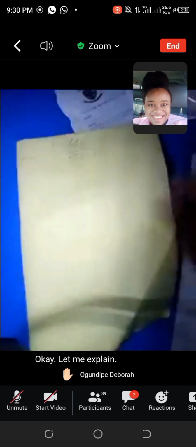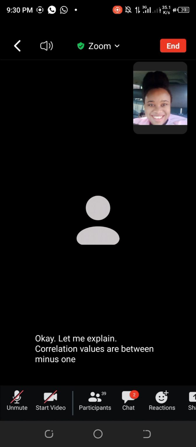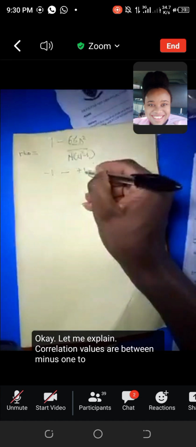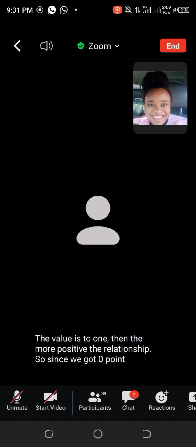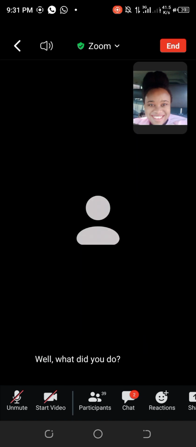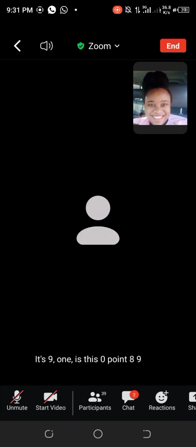Okay, let me explain. Correlation values are between -1 and +1. So the closer the value is to 1, that's +1, then the more positive the relationship. So since we got 0.8, what did we get? 0.891. Is this 0.891 closer to 1?